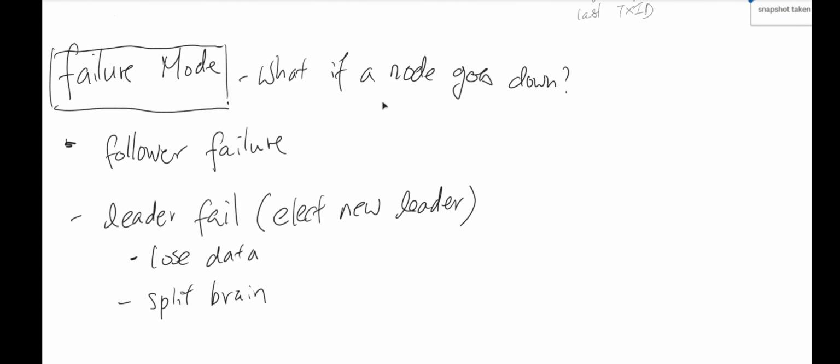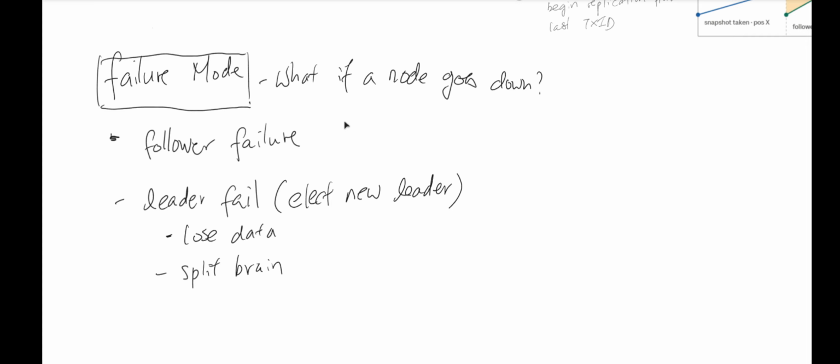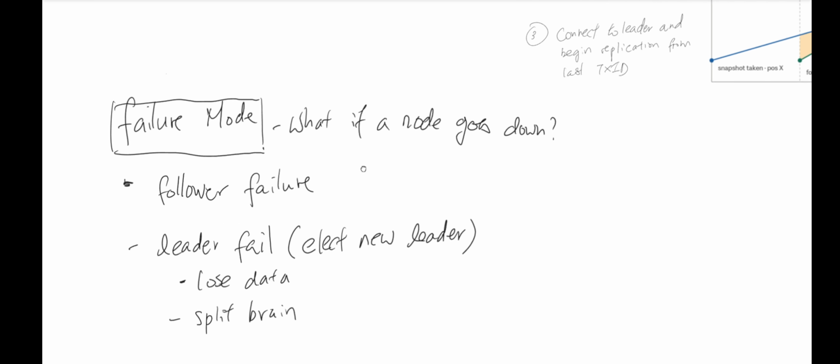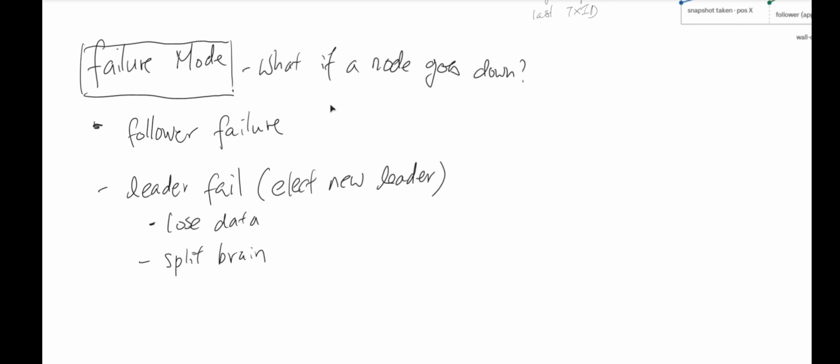So, failure modes. What happens if a node goes down? There are two types of failure modes that we could experience in this single leader configuration. If the follower fails, that's okay. We have the leader set up. This one's easy. Let's just bring up a new follower from what we defined above.